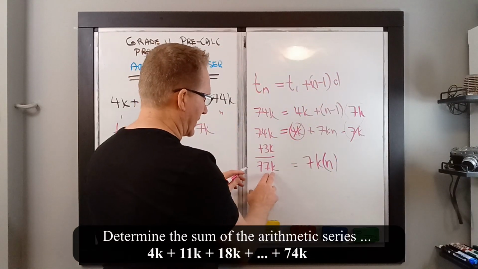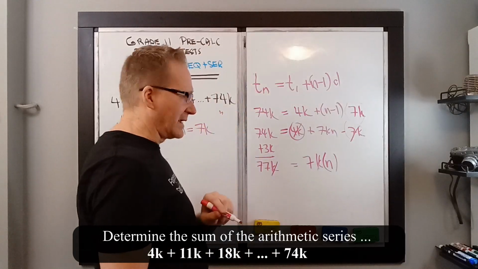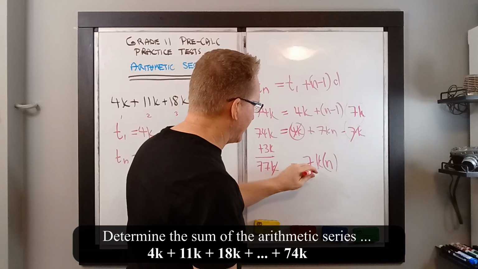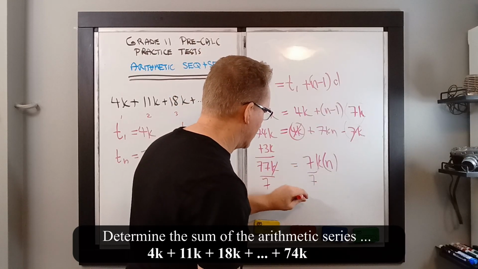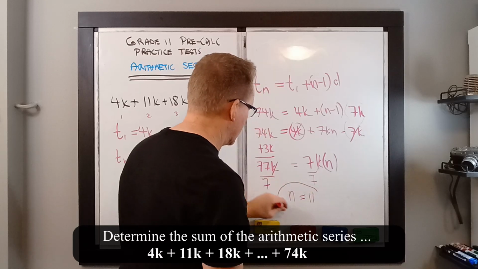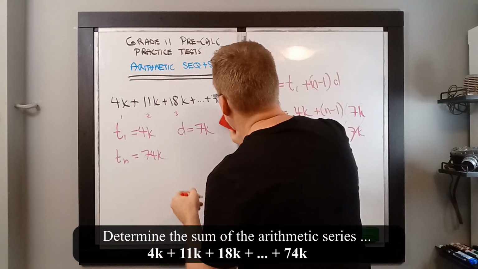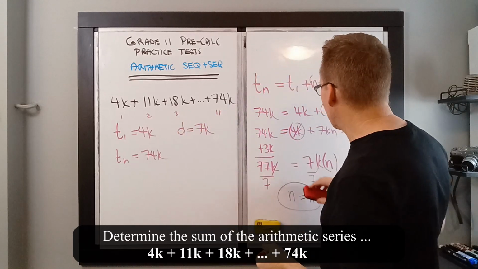Well, notice here now you've got a k on both sides. We can cancel out the k, divide both sides by k, because k doesn't equal 0, or this whole thing is meaningless. And then we divide both sides by 7. And you have n equals 11. So we know now this is the 11th term. I can write that in there. You could have actually counted. You would have been counting for a little while.